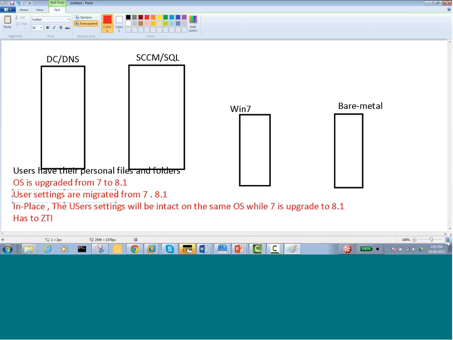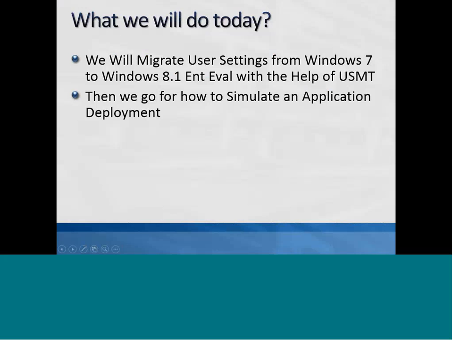But if we want it to be ZTI, or zero touch installation, we have to really make sure that every component of SCCM is in place and perfect and ready to do its part for the migration. So there's a long list of double checking. Most of the things you already have, and I also already have, but we're going to still double check all those things and make sure that every component is in its place. So if I go back, we will migrate user settings from 7 to 8.1 Enterprise.